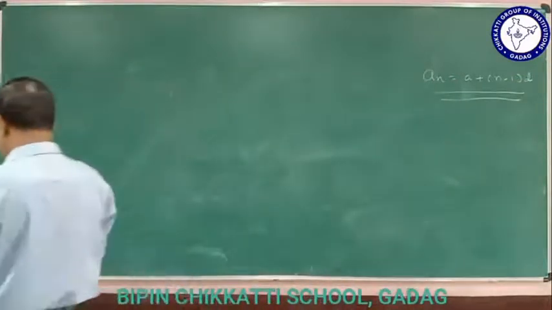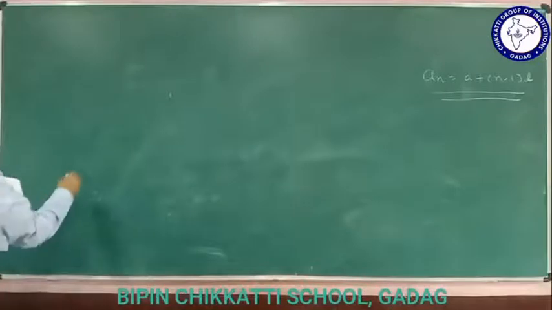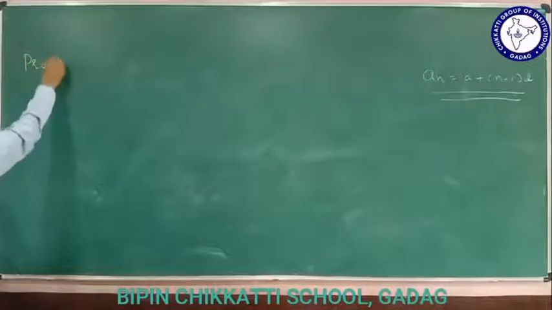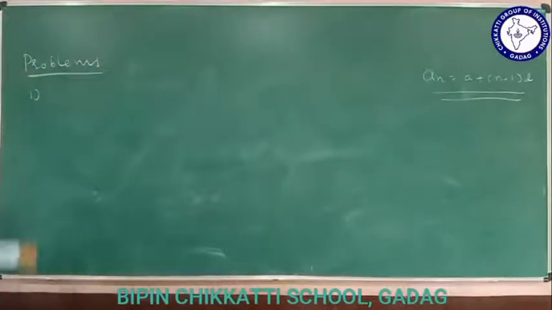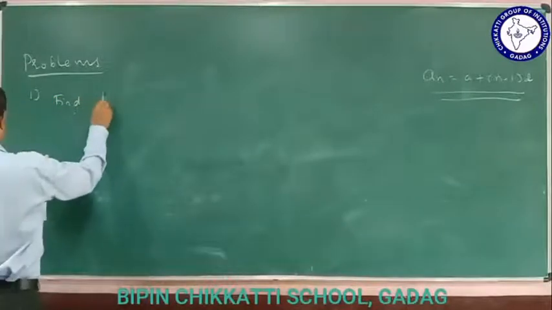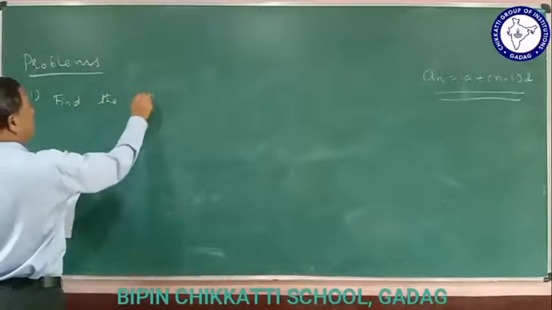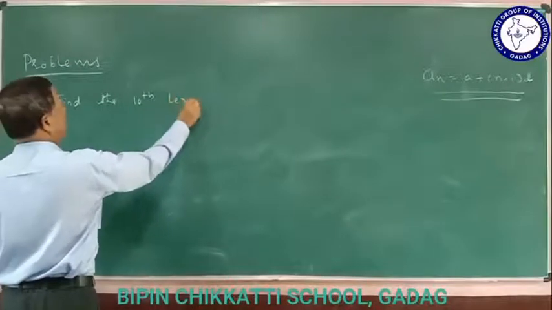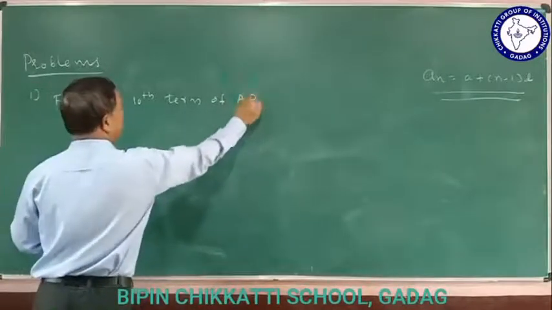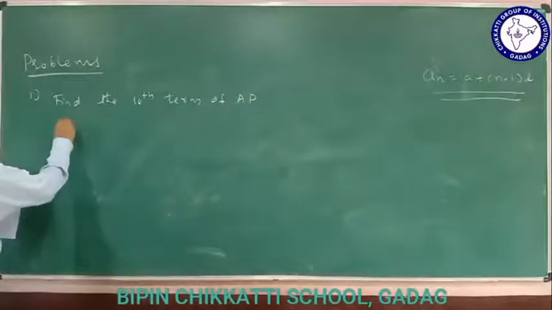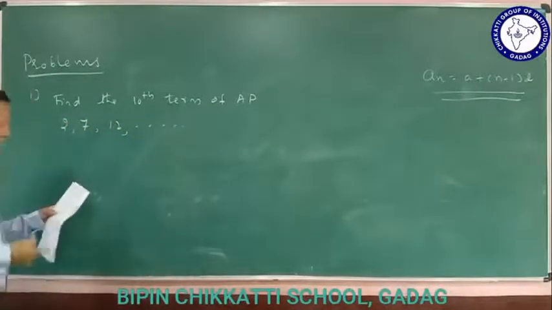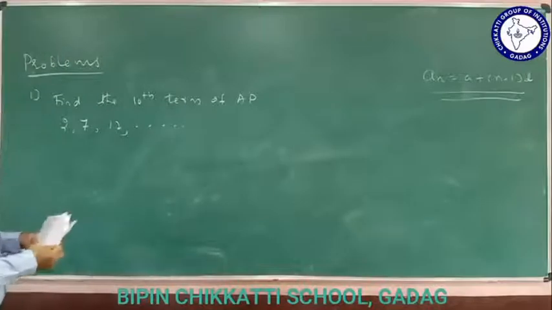So now let us see some problems and what formula can be used. I am going to see some problems here using this formula. Question is, find the 10th term of an AP. The AP is given here: 2, 7, 12, like that. Here you have to see which term you have to find out, the 10th term.